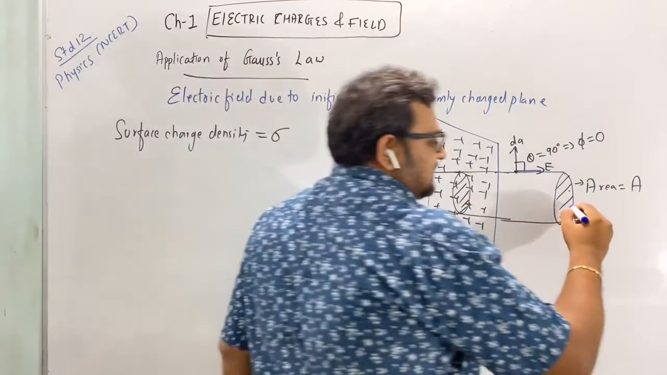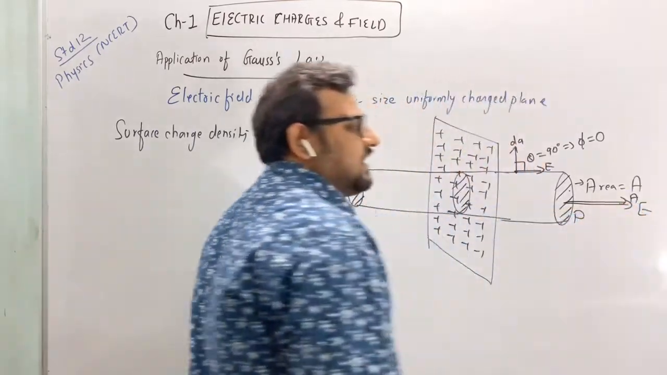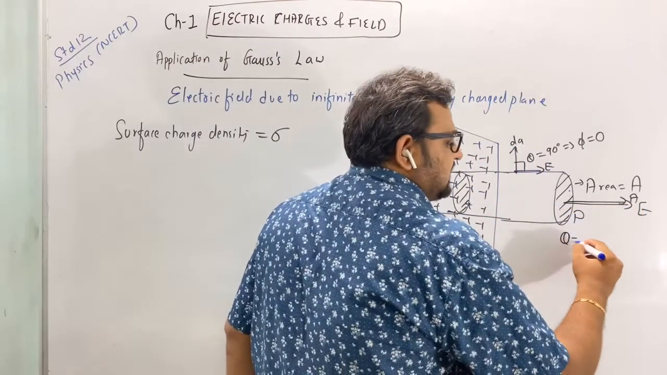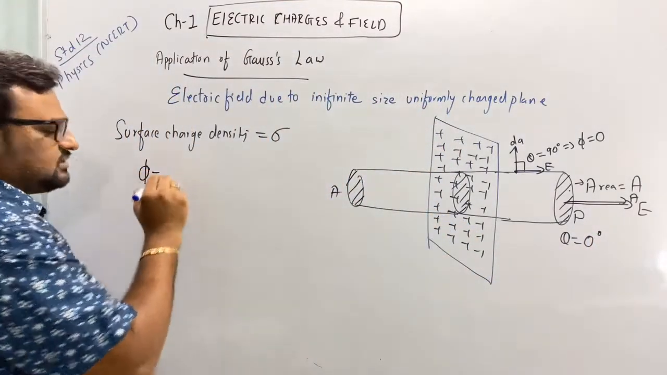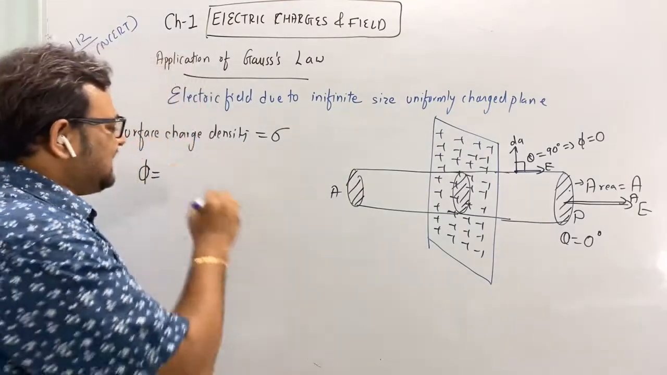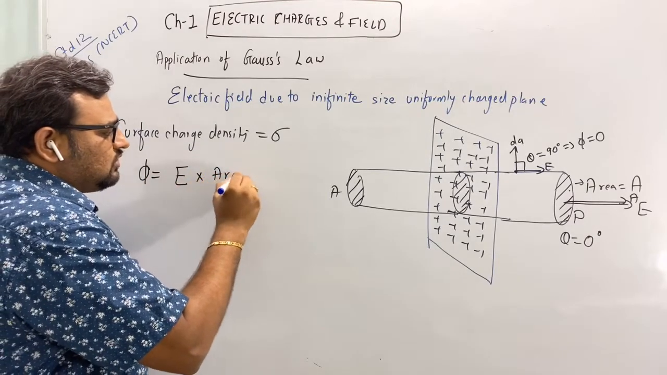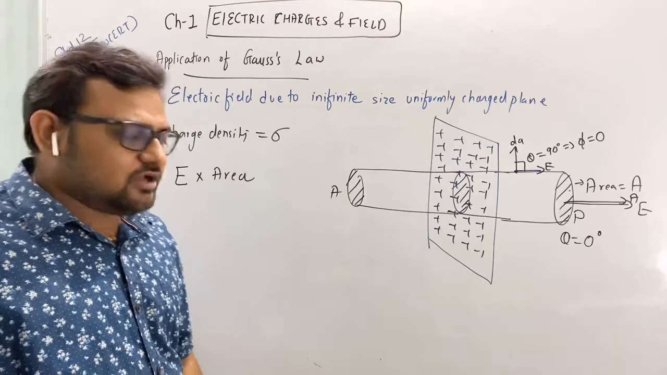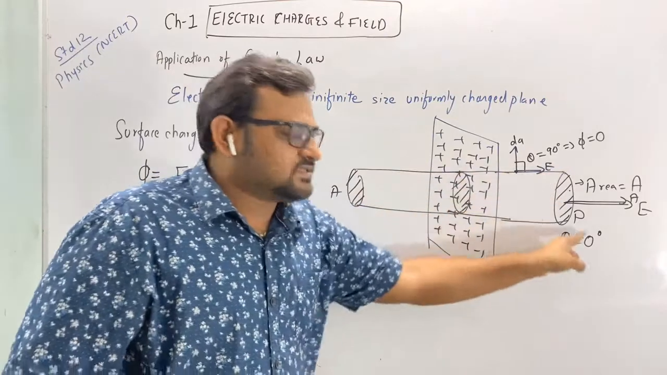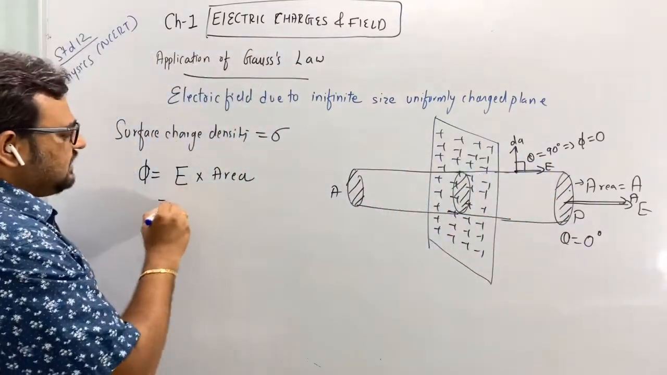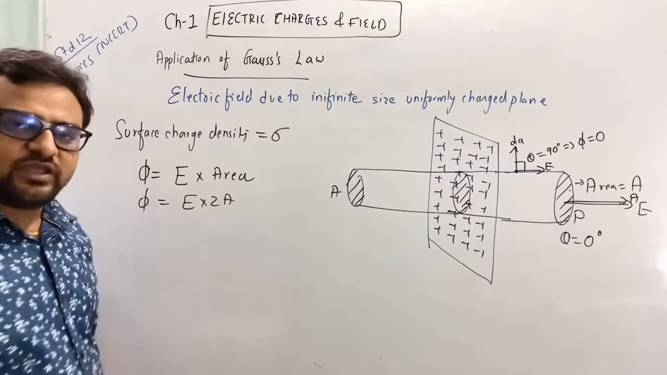But at the circular faces, the electric field is in this direction and the area A is also in that direction. So theta is equal to 0 degrees. The total flux will be the electric field E into the area. How much area do we take? This area plus this area. So the flux will be equal to E into 2A.